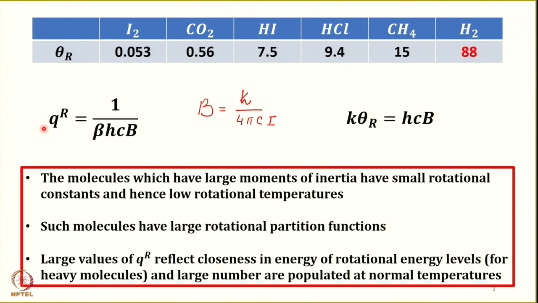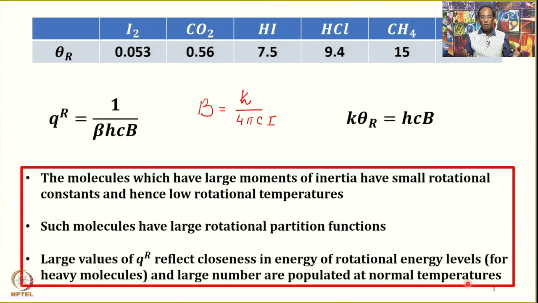We go back to our discussion of the literal physical meaning of partition function. Partition function is a measure of how many thermally accessible states the molecule can exhibit. So large values of qR reflect closeness in energy levels of rotation for heavy molecules, and a large number are populated at normal temperatures. The higher the value of q, the more is the fractional population of the upper states. That means the energy levels are very close to each other. Therefore, even at normal temperature, such as room temperature, many rotational energy levels will be populated.